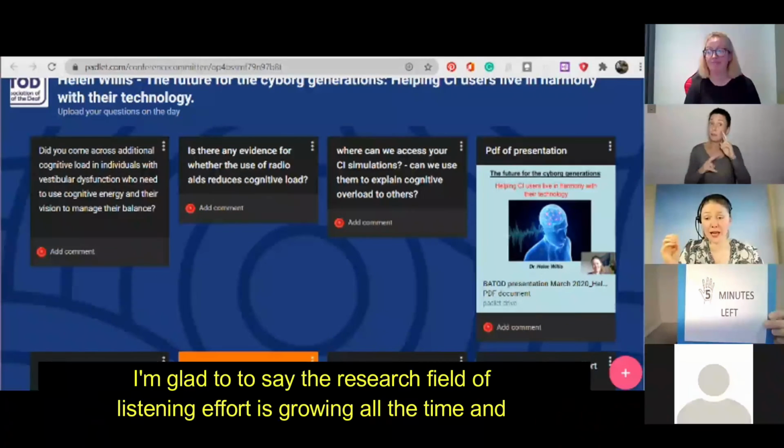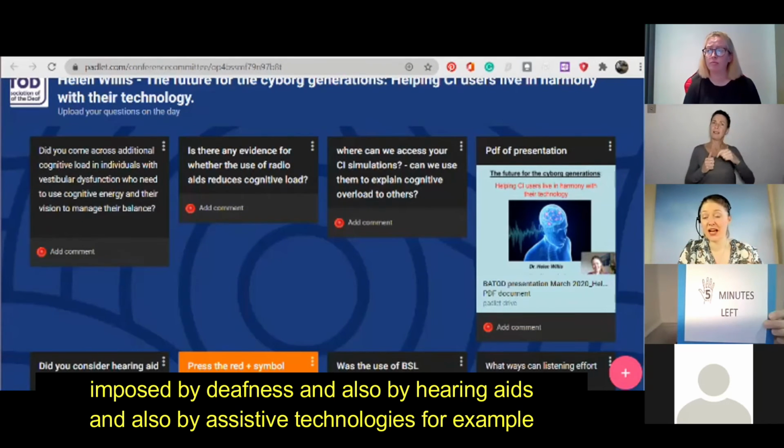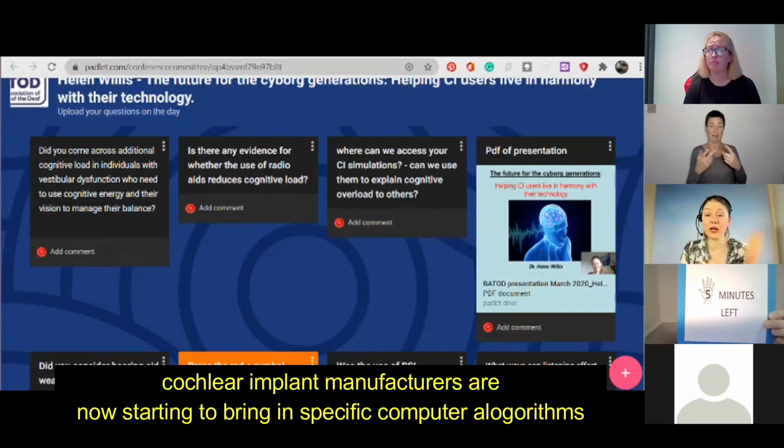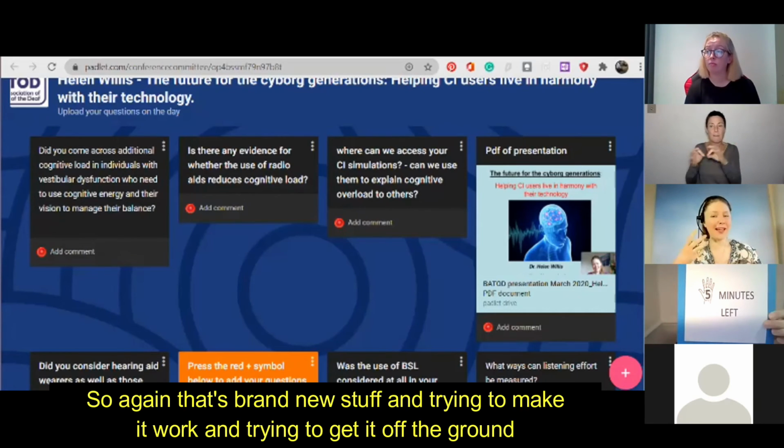I'm glad to say the research field of listening effort is growing all the time, and researchers are really beginning to listen and to think about the load imposed by deafness and also by hearing aids and assistive technologies. For example, the cochlear implant manufacturers are now starting to bring in specific computer algorithms to try to measure listening effort in real time. But that's brand new stuff, and getting it off the ground is remarkably difficult.